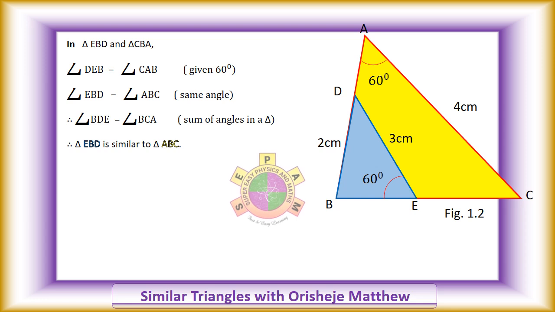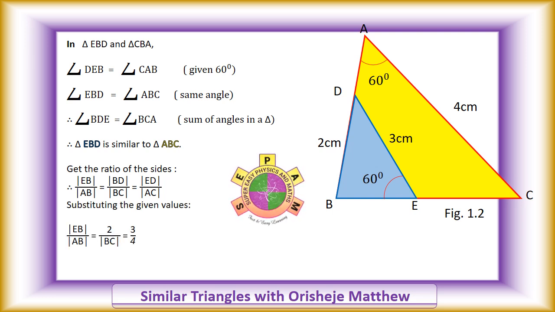The next steps involve writing the ratios of the sides in the two triangles. Ratio of side EB to side AB is equal to the ratio of side BD to side BC is equal to the ratio of side ED to side AC. Substituting the given values will give. The second and third ratios will give the required answer for the unknown side BC.